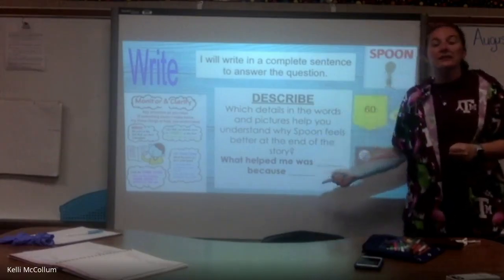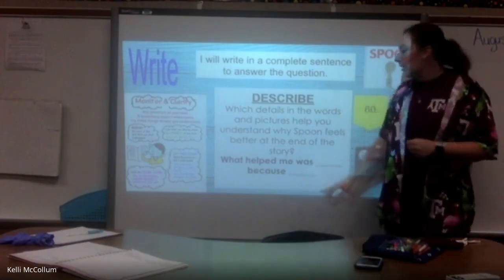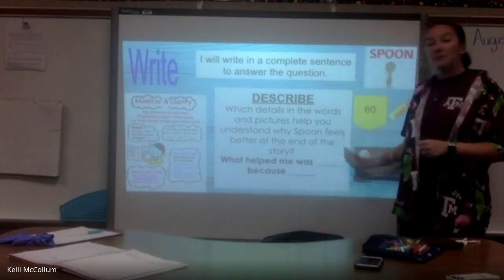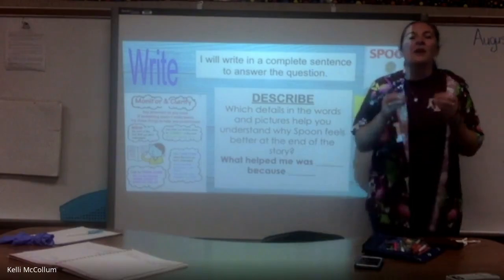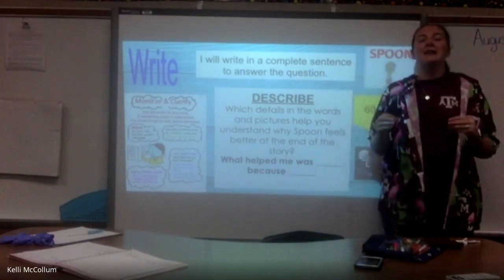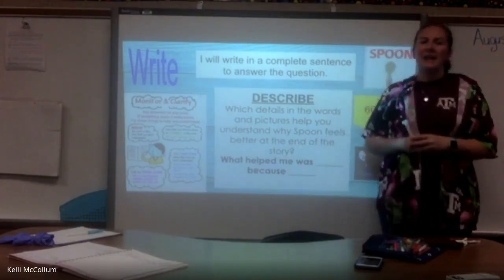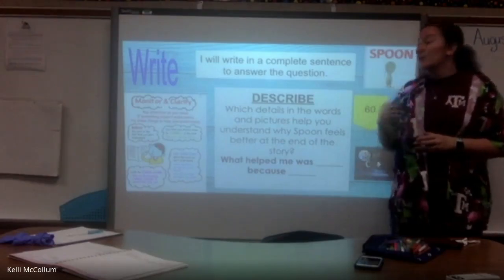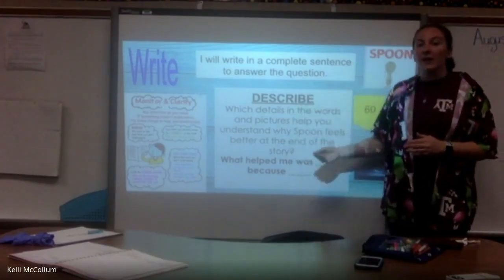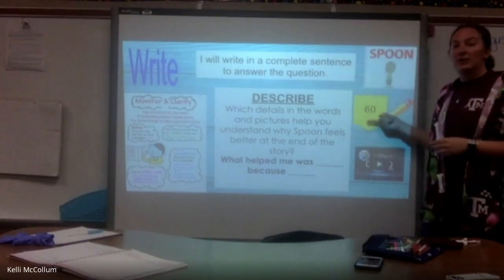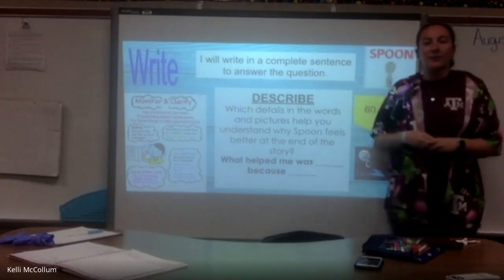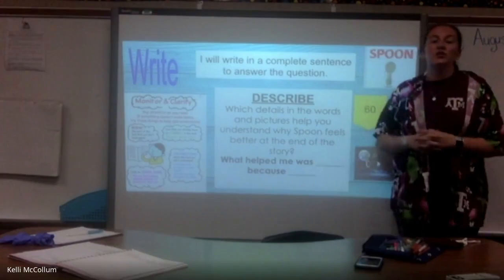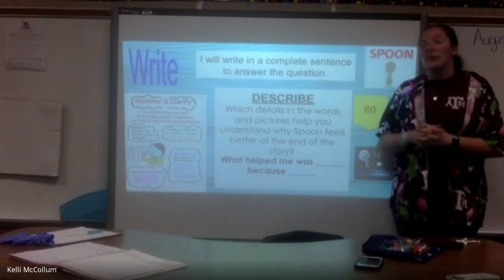So you can use this sentence in. So you can start writing, what helped me was blank, and then tell me why. That's a big thing in second grade. Tell me, why did that help you? Okay? So when you're ready, you're going to go ahead and write. You can choose to write it on page 60 and take a picture of it and upload it to Schoology, or you can choose to type your answer in. Whatever works best for you.